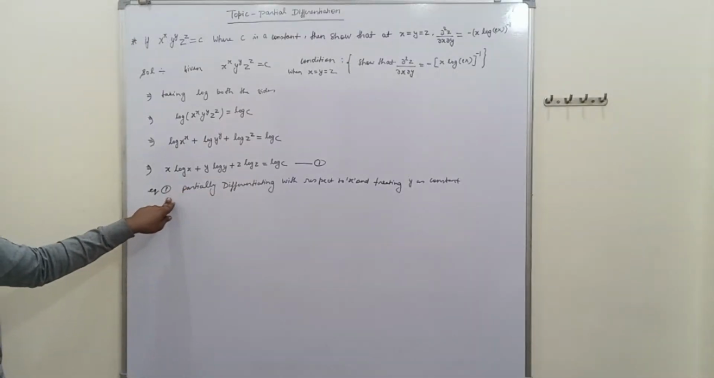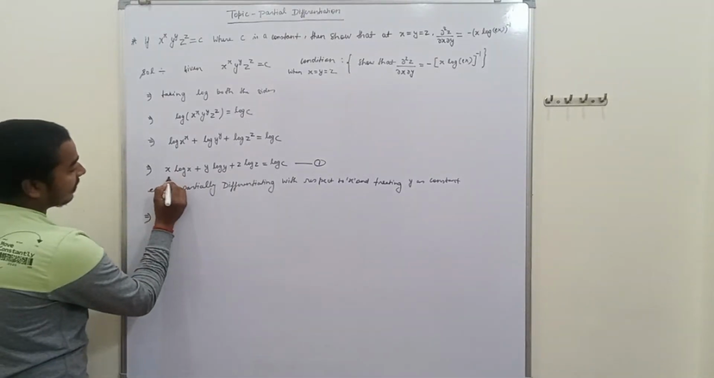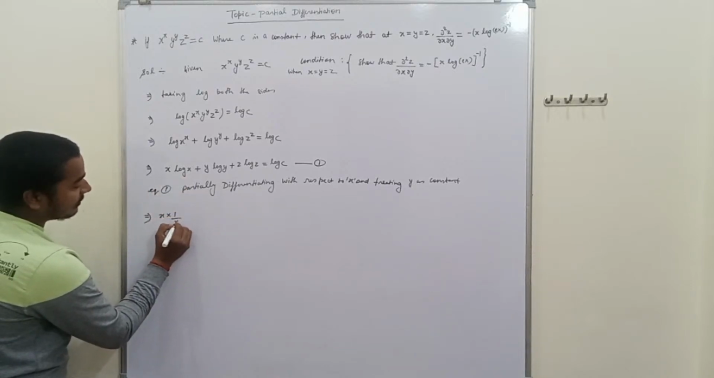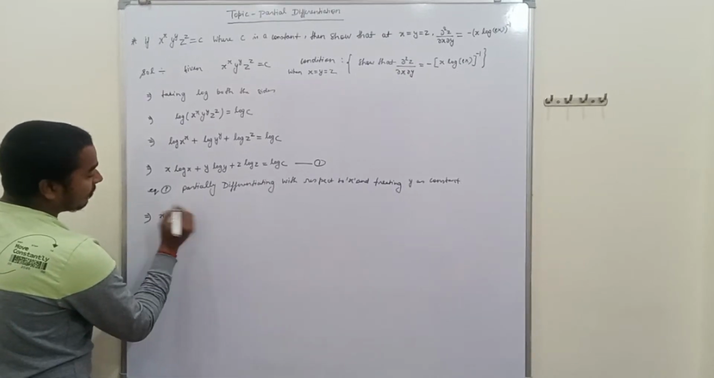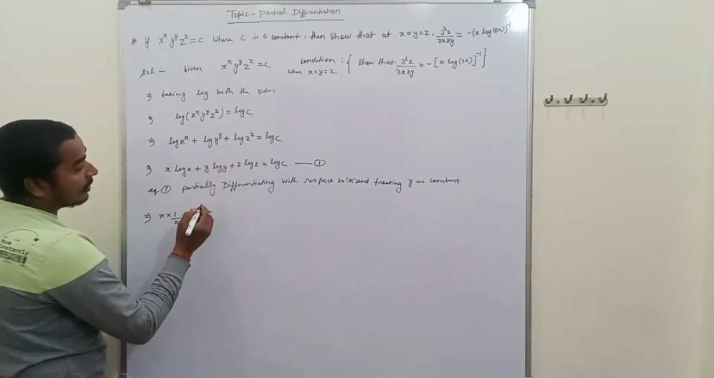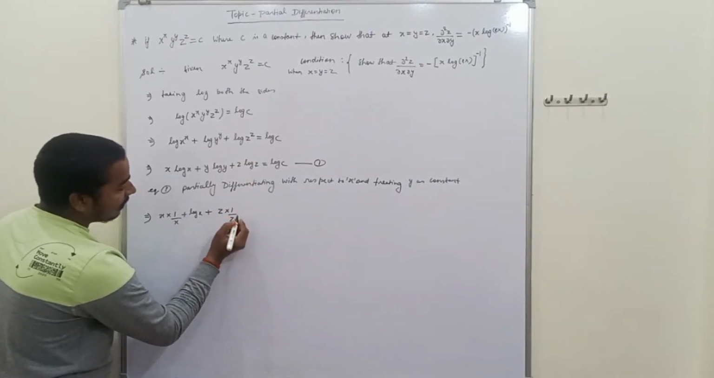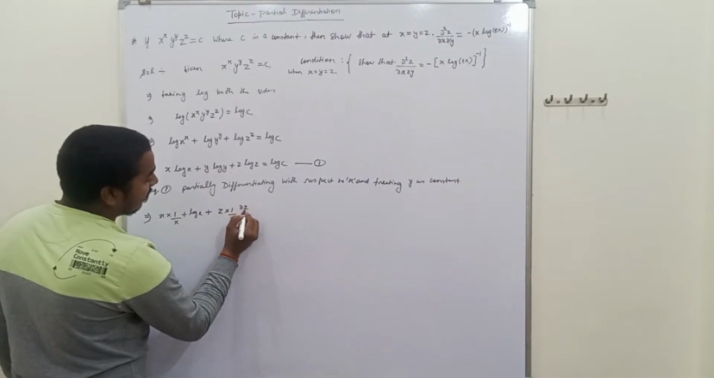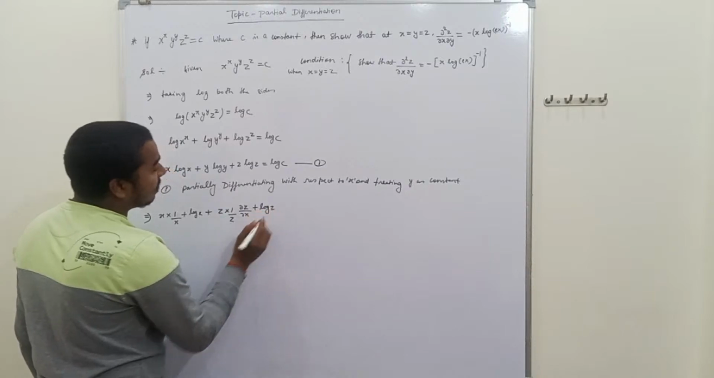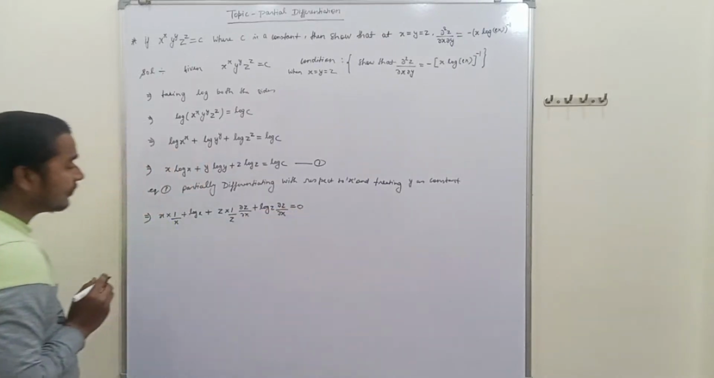So when we partially differentiate with respect to x, treating y as a constant, we use the product formula, taking the first function as x: first function times differentiation of second function, that is 1 by x, plus second function log x times differentiation of first function, that is 1. Here also, taking z as the first function, differentiation of log z is 1 upon z and del z upon del x, plus log z times differentiation of z, that is del z upon del x, is equal to 0.